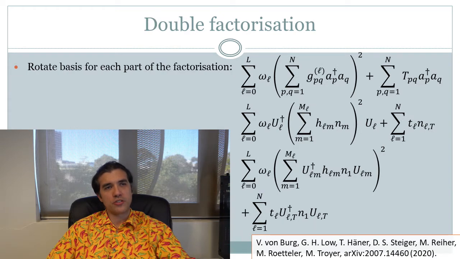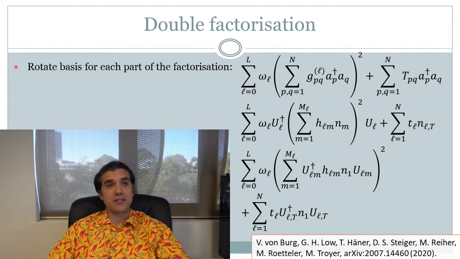We also proposed in that paper to take a second factorisation of the Hamiltonian. That is, for each term in the first factorisation, use a unitary U_L to rotate the orbital basis, giving a representation as shown. Then it's possible to again perform a truncation of the rank for each term, reducing the amount of data needed to represent the Hamiltonian.